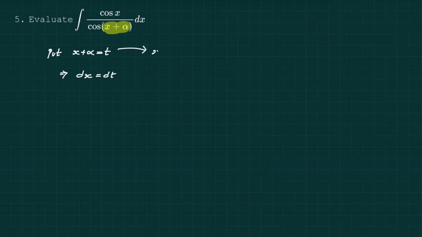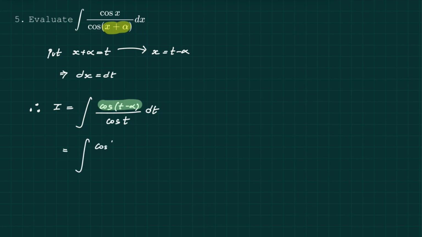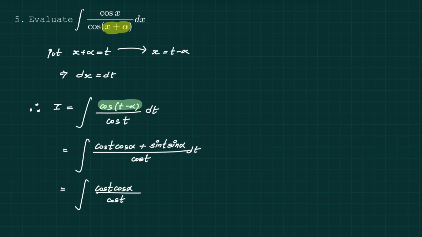And from here we can write the value of x as t minus alpha. Therefore my integral I will be equal to integration of cos of x, and x is my t minus alpha, divided by cos of t. And since dx is equal to dt, instead of dx I will write dt. Now let us expand cos of t minus alpha using the trigonometric formula, that is cos t cos alpha plus sin t sin alpha, whole divided by cos t dt. And separating the denominator, we will have cos t cos alpha over cos t plus sin t sin alpha by cos t dt.